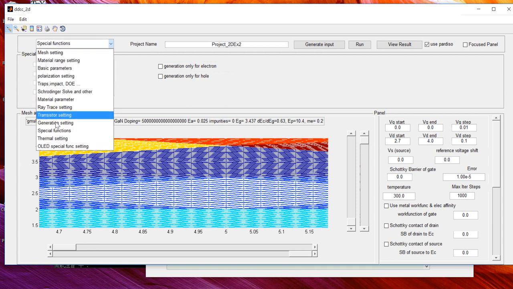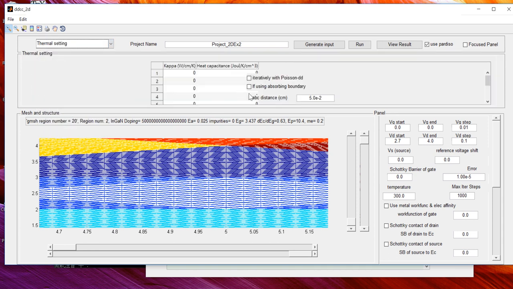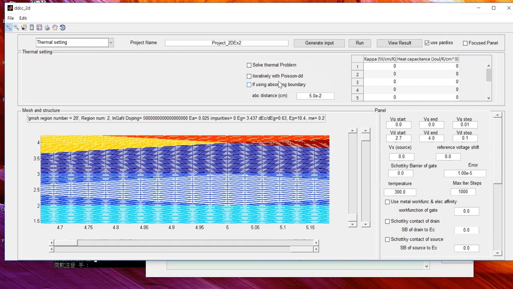And thermal setting, let's change. Maybe there's a bug here. Thermal setting would be for solving the heat, and you can solve the thermal problem iteratively with the Poisson DD. But this one is working. These two I need to tune. I'm still working on this.